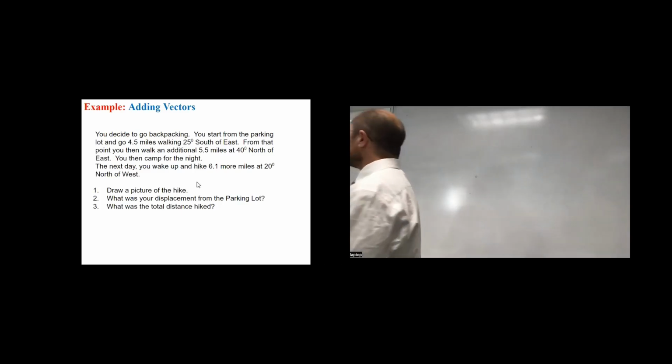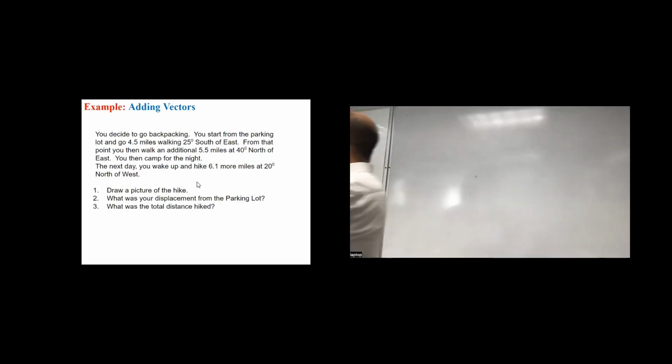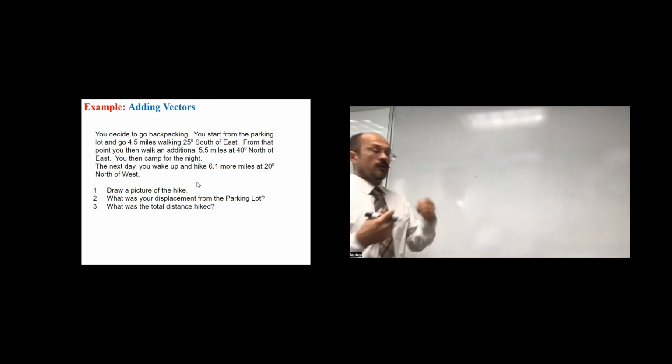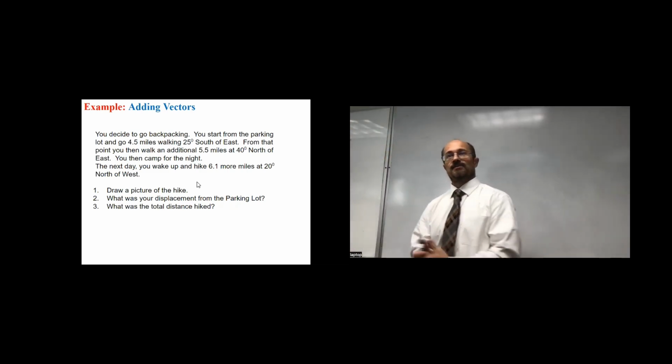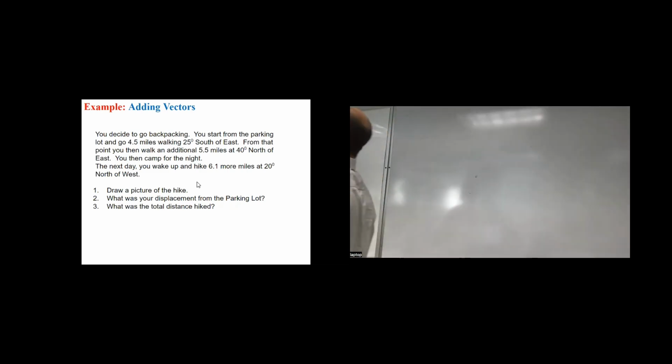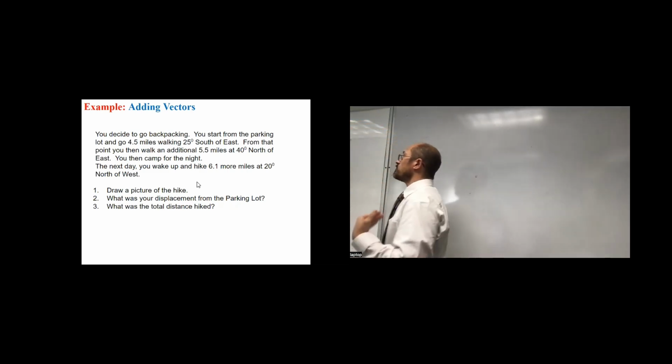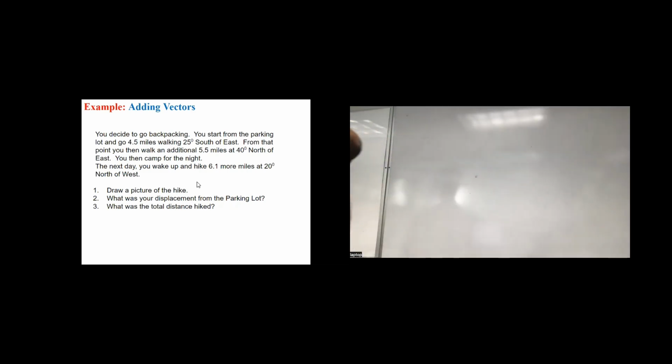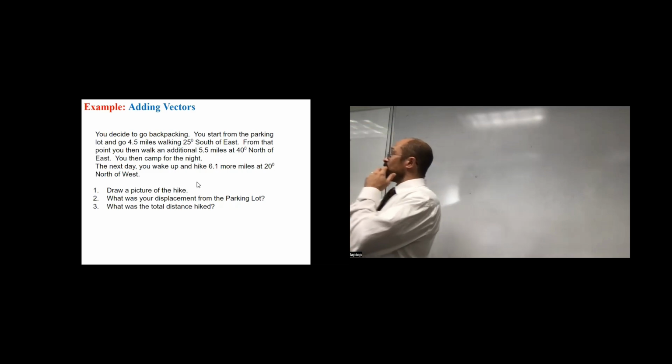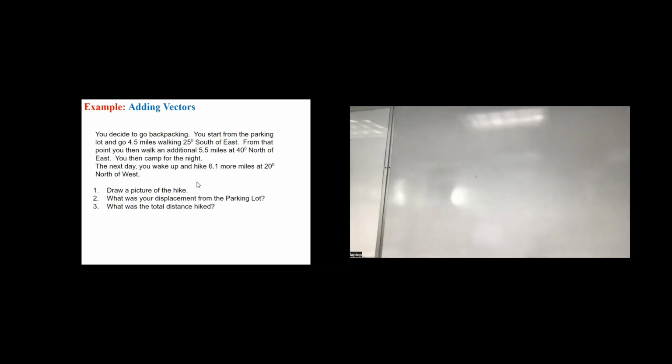All right, then let's look at how we're going to add vectors. We went over our strategy for adding vectors last week, and now let's try to put that in place. We're going to go backpacking, starting in the parking lot, and go 4.5 miles, 25 degrees south of east. Then we walk 5.5 more miles at 40 degrees north of east, and camp for the night. The next day you wake up and hike 6.1 more miles at 20 degrees north of west.